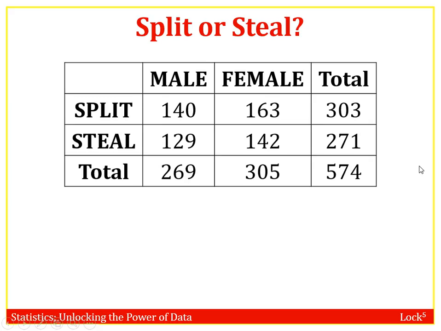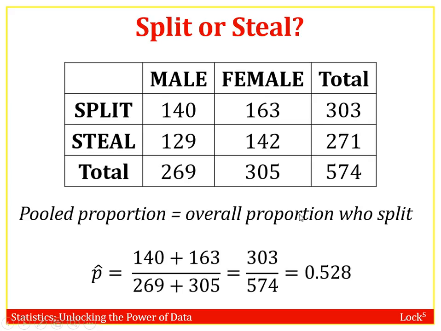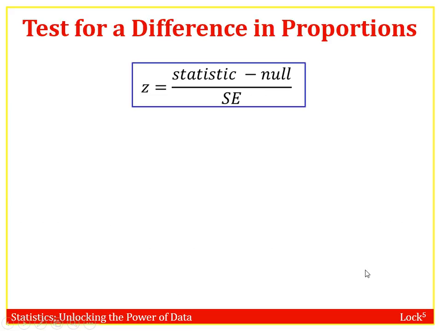So, how do we find our pooled proportion? We need to take the total number of males who split, add the total number of females who split, over the total number of males who played the game, plus the total number of females who played the game. Add the top, we get 303. Add the bottom, we get 574. And then we divide. That's our pooled proportion.